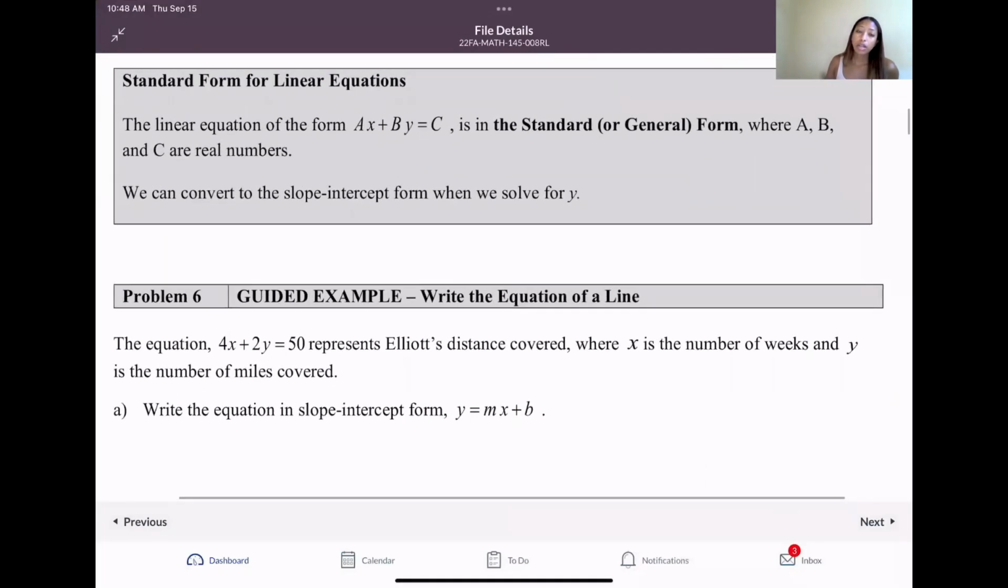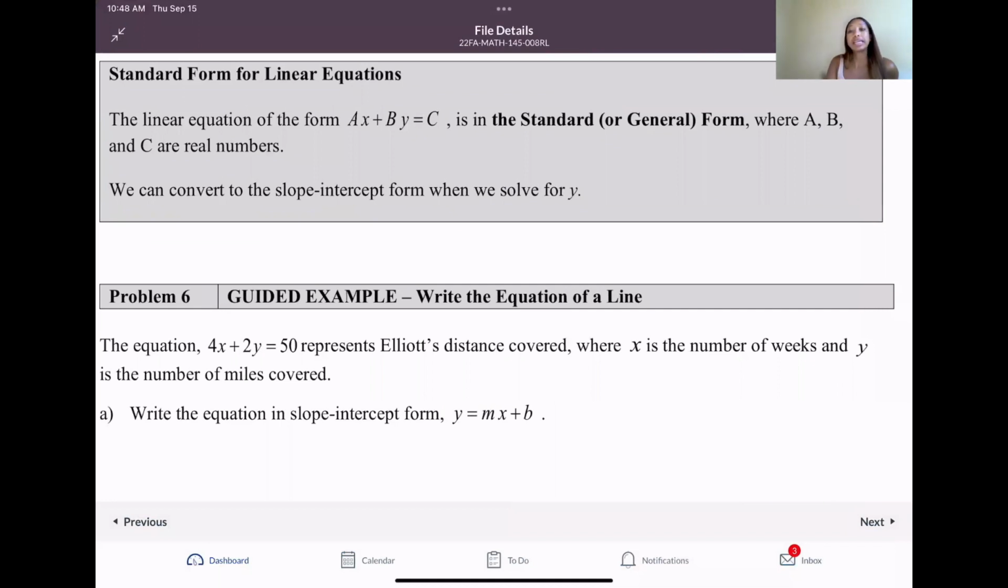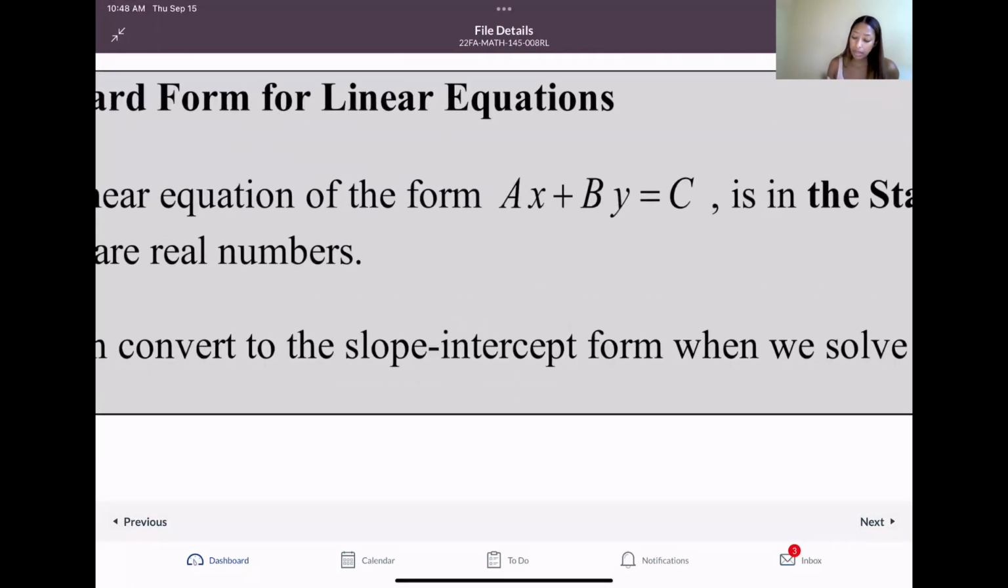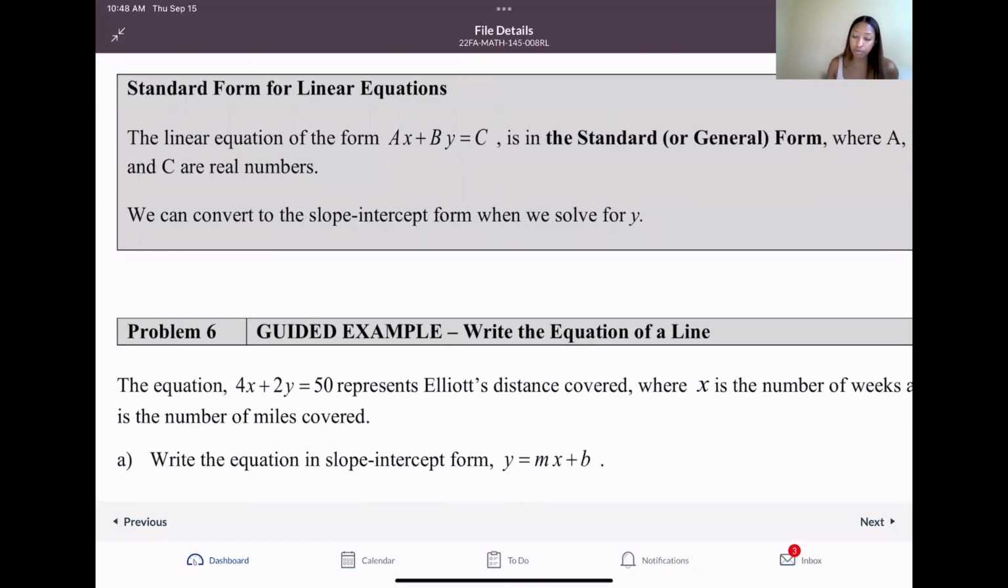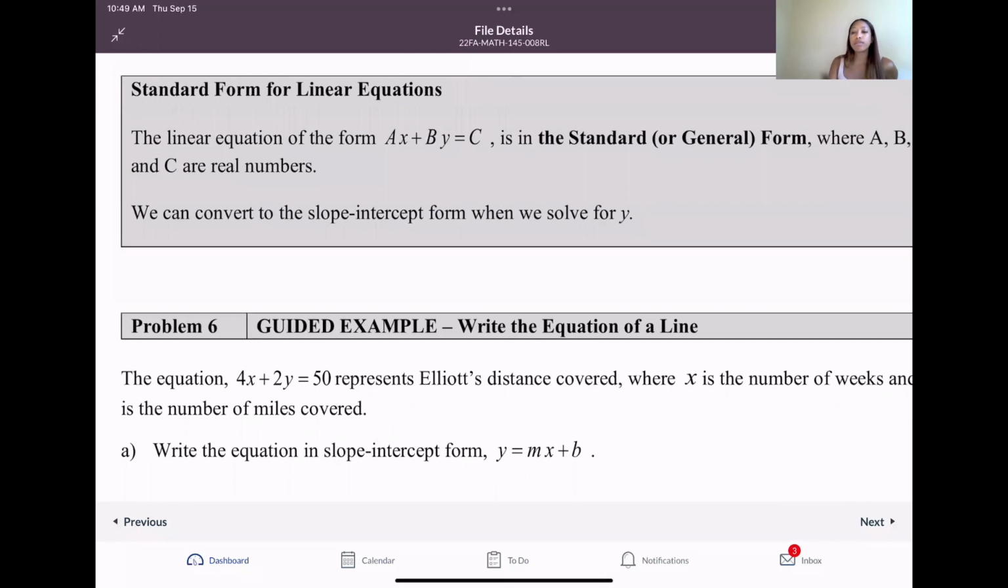So far, all of our problems that we've looked at have been in slope-intercept form, but there's also something called the standard form of the line, which we're going to talk about next. The standard form of a linear equation is ax plus by equals c, where a, b, and c are real numbers. This is called the standard or the general form. So basically, instead of solving for y, you have all of the x's and y's on one side of the equation and your constant on the other side.